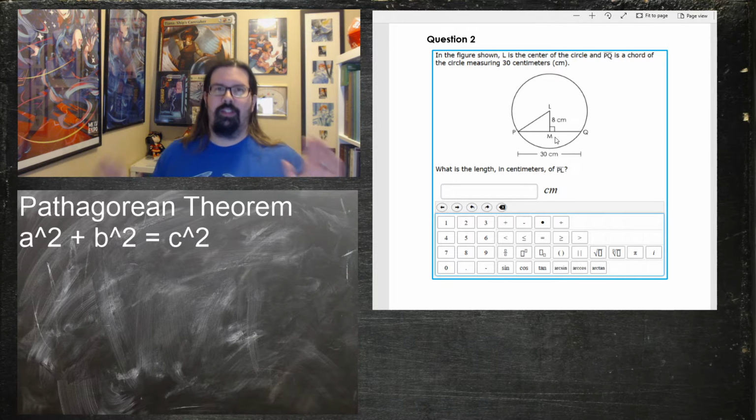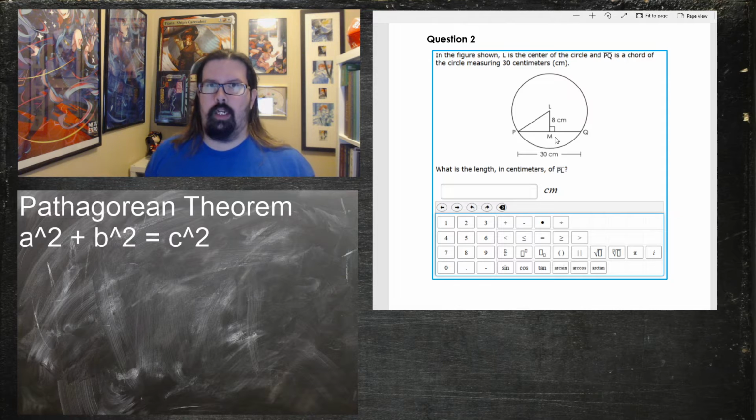Now, here's some knowledge for you. If we have this length, LM, and LM is coming out from the center and is perpendicular to a chord, that means M is the midpoint of this chord. So we know that PM is exactly half the length of PQ. And half of that would be 30.